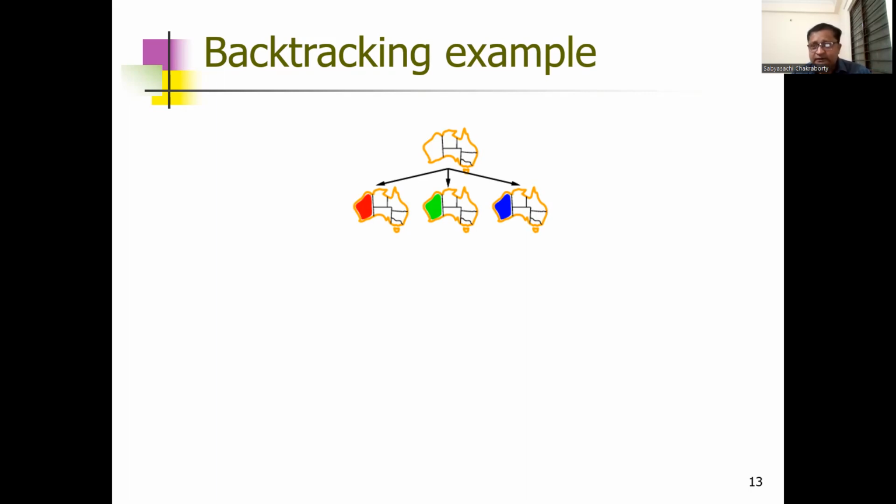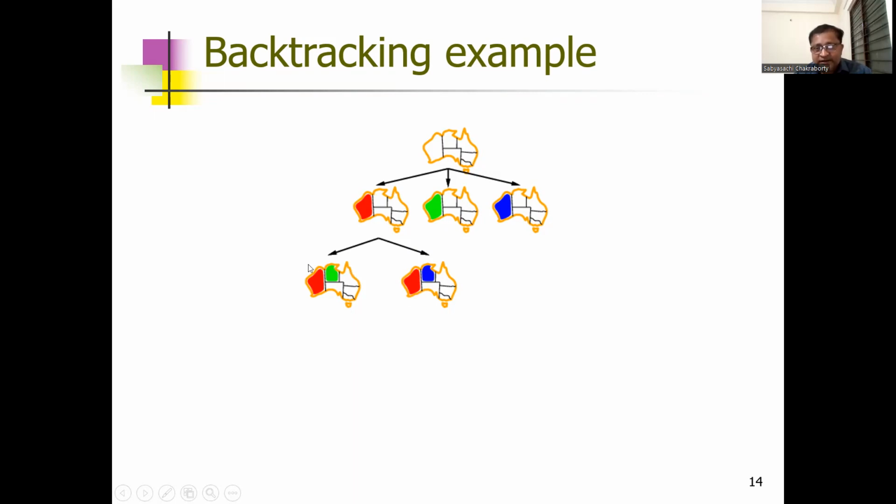Now, in a DFS fashion, we take the leftmost state and explore it, going to the next state. In the next state there are two options. Northern Territory can be either green or blue to satisfy the constraint, because Western Australia is already red. So these two options are left for this particular combination, the leftmost state, giving these two sub-states.